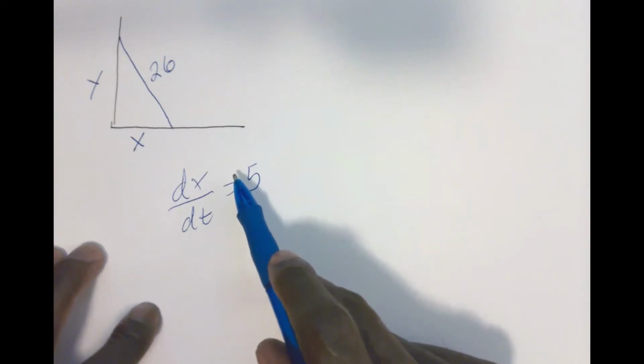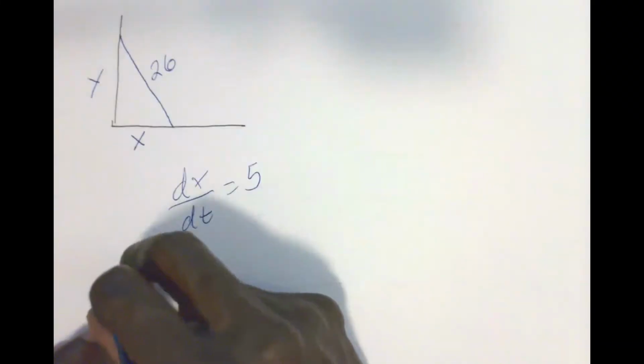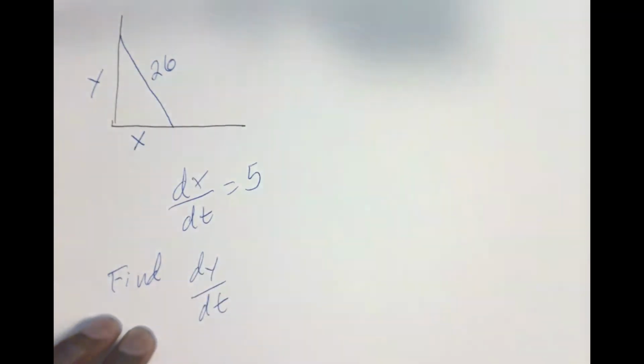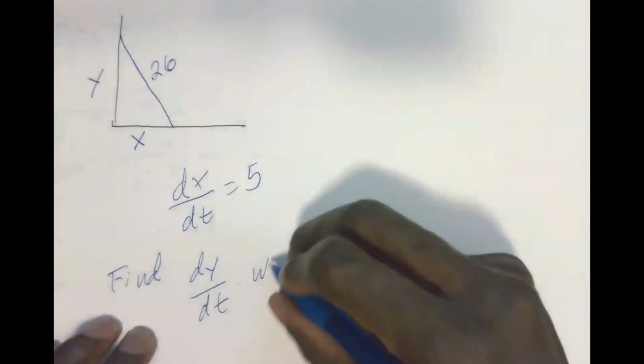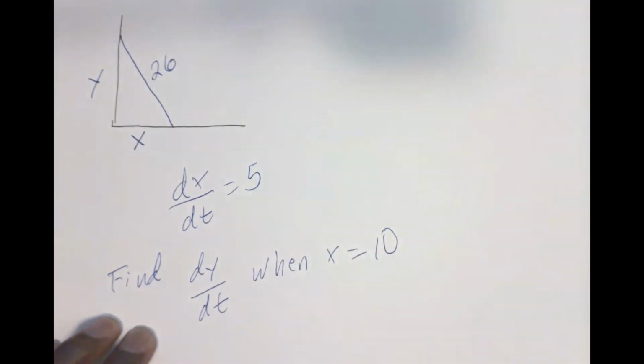All right, so let's see what else the problem says. So how fast is the top of the ladder approaching the ground when the ladder's base is 10 feet from the wall? So what it wants us to do, it wants us to find, how fast is the top of the ladder approaching the ground, find dy/dt. And generally these related rate problems happen at a particular instant, and we're going to find dy/dt when x equals 10.